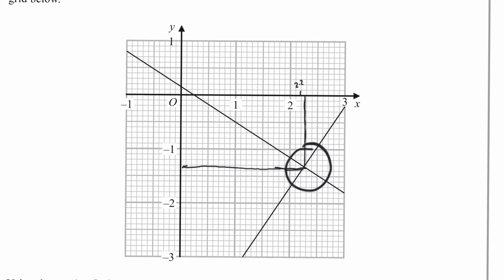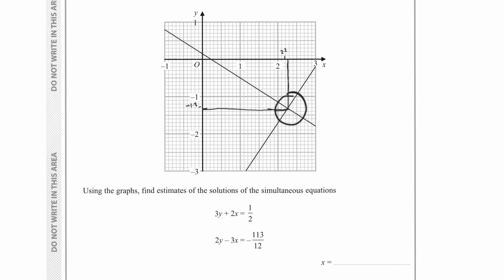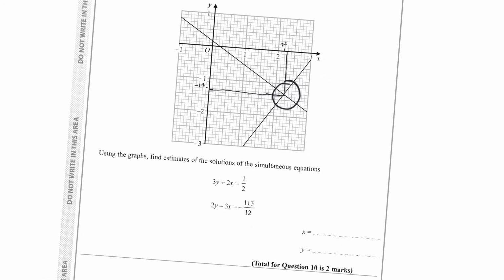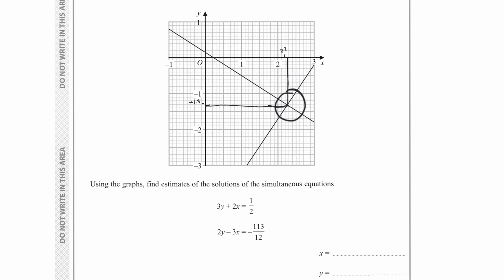So we could say that it's somewhere between, so if this is minus 1.3, it's between minus 1.3 and minus 1.4. So again, we could say it's about minus 1.35. And the good thing about the mark schemes is usually they allow any value between, for instance, the x values 2.2 to 2.3. So as long as you're in between the range, that's fine. So we're going to say 2.25 and minus 1.35.